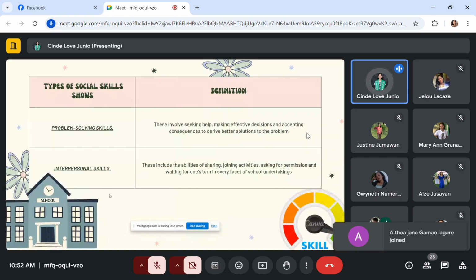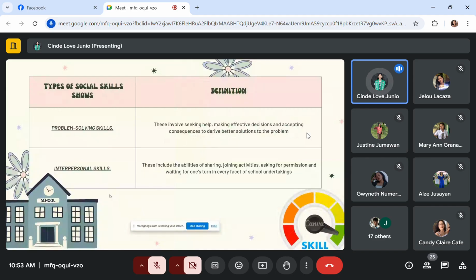So next is problem solving skills. So you are finding solutions to challenges. For example, in our campus, there are very limited classroom supplies. So instead of fighting, they find ways to distribute them to the different courses or departments. The next is interpersonal skills.